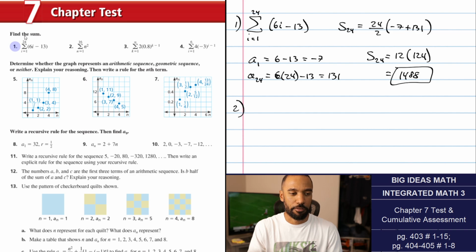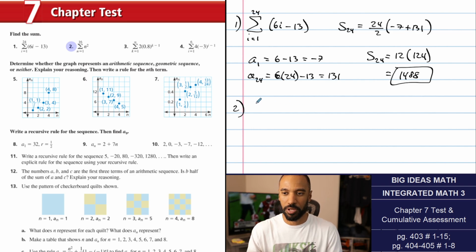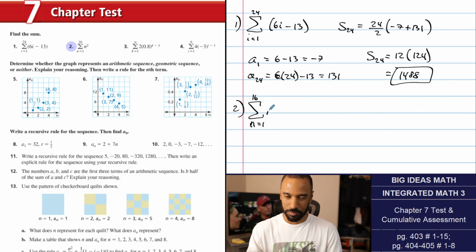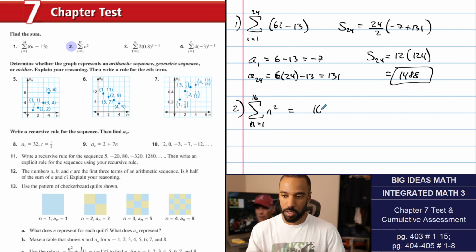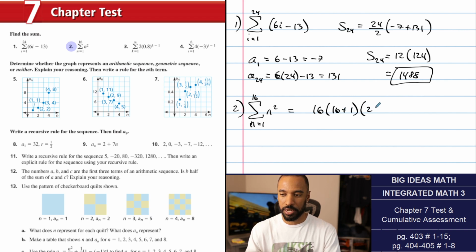Number 2, the sum of the squares of the first 16 positive integers: 1 plus 4 plus 9, etc., all the way to 256, which is 16 squared. I'm having a lot of typos right now, writing the wrong numbers and letters. Now, for a quadratic set specifically of this kind, we can take the last term, n times n plus 1 times 2n plus 1 all over 6. Although it's less teaching, you need to know specifically what I'm putting in here: 16 times 16 plus 1 times 2 times 16 plus 1 all over 6.